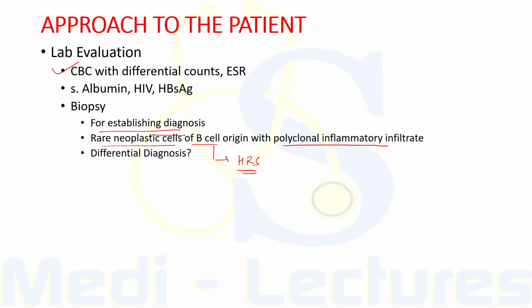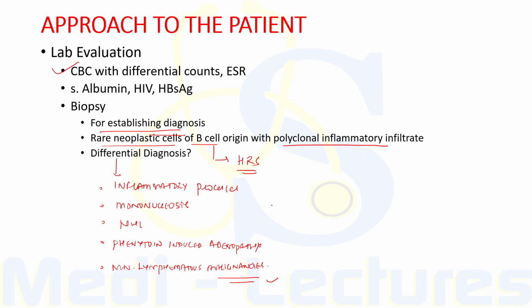Now, what can be the differential diagnosis of a lymph node biopsy which is suspicious for Hodgkin's lymphoma? These include other inflammatory processes, mononucleosis, non-Hodgkin lymphoma, phenytoin-induced adenopathy, or non-lymphomatous malignancies which have spread to the lymph node regions.